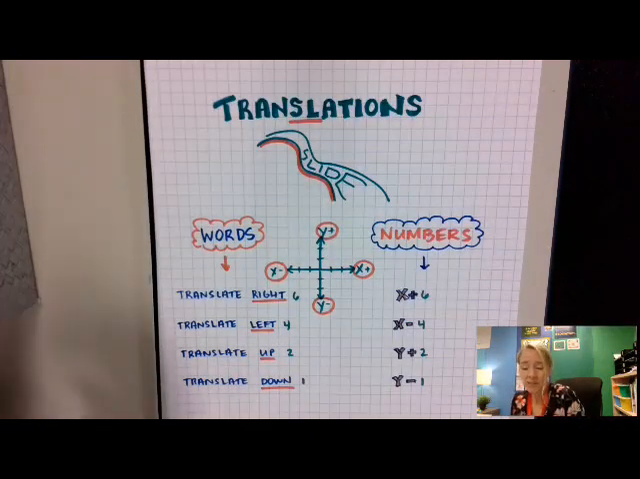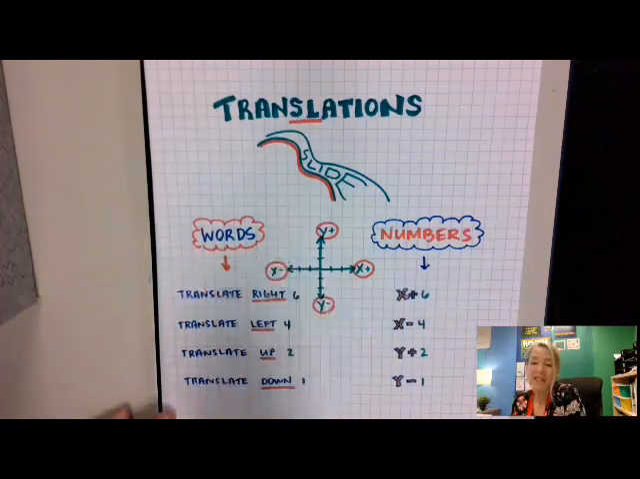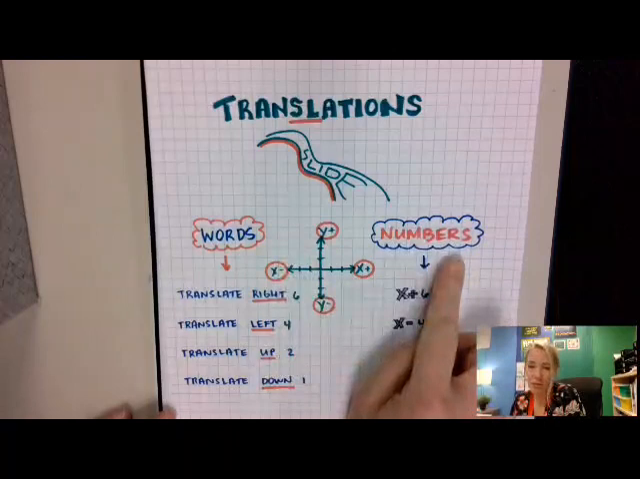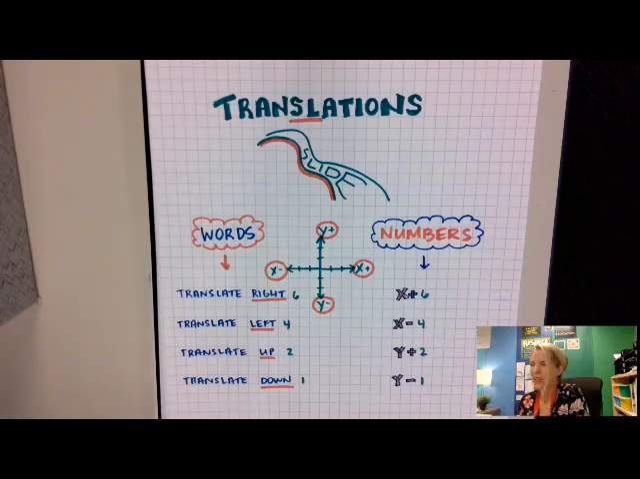All right, up until now we've learned about translations, and translations are also another word for slide. So one thing I want to point out is the difference between using words and numbers when we do translations. Most of the time when we look at translations, we think in terms of the words. So translate right, translate left, up and down.